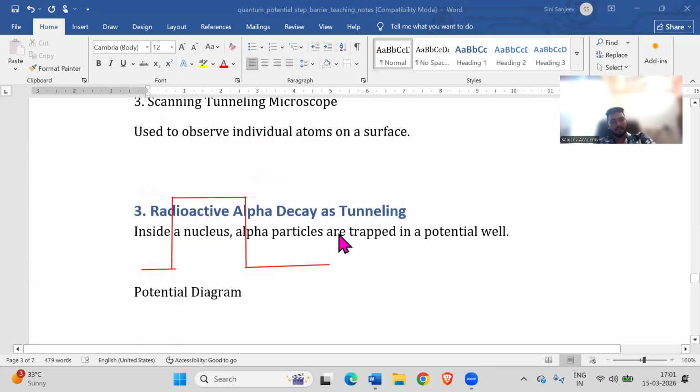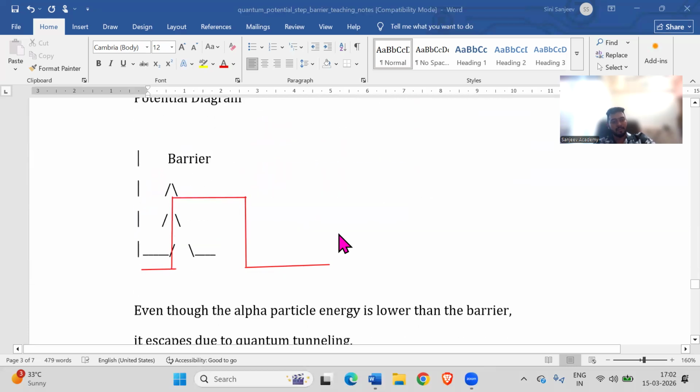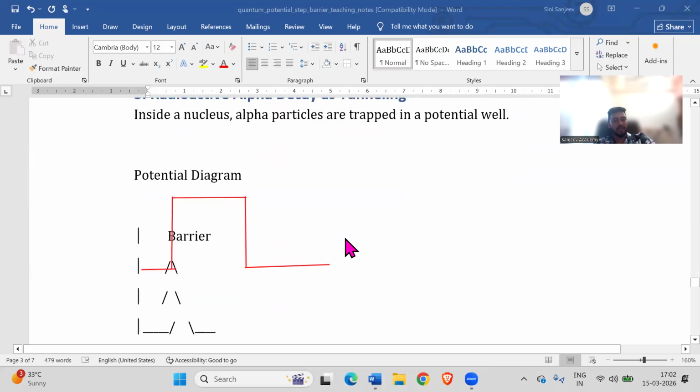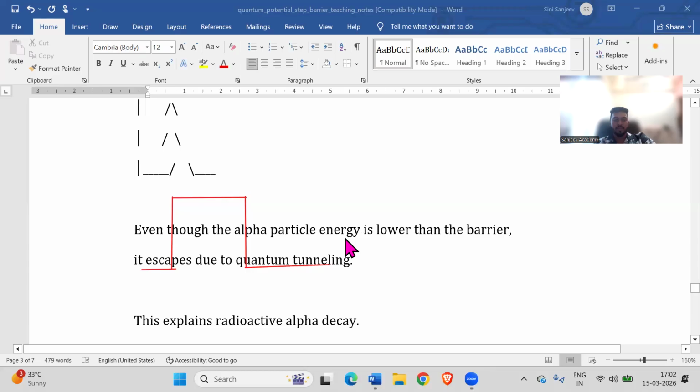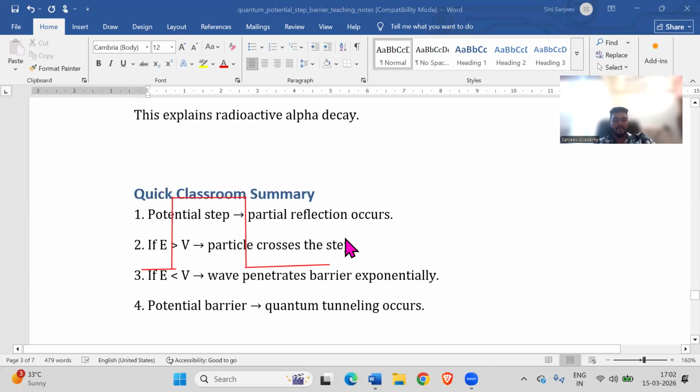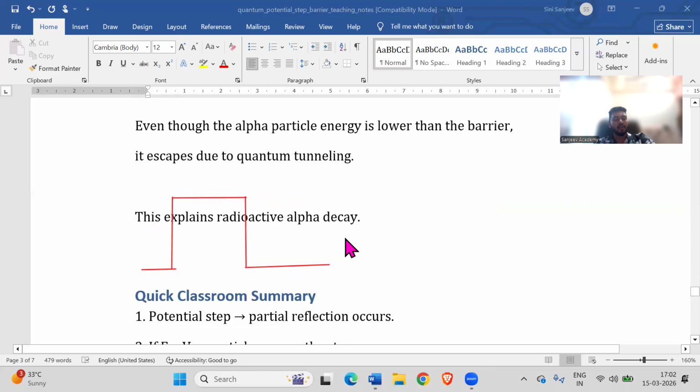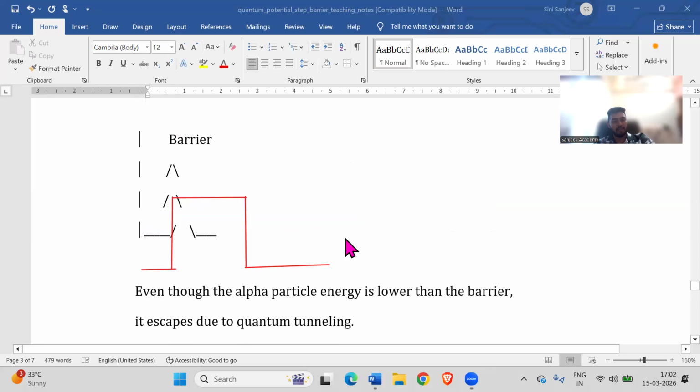Then coming to decay. The decay graph is almost correct; it should be a triangle, that's the only thing. Coming to radioactive alpha decay, it's even written here. It's basically an alpha particle trapped in a potential well. But we should always remember there is something called Coulomb's force. Whichever barrier, whichever things are there, there exists a force.